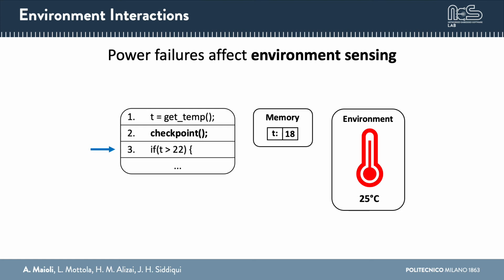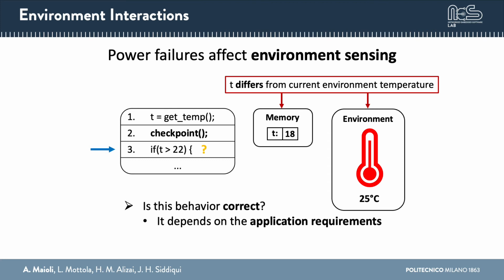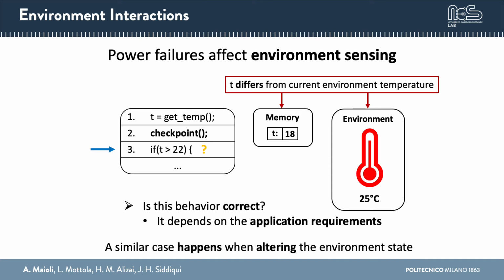Line 3 reads the environment temperature that T contains. However, this information does not reflect the current environment temperature. As a consequence, the if condition evaluates to false. Depending on the application requirements, this unexpected behavior may or may not cause a wrong result. Note that a similar case happens also when we alter the environment state using, for example, an actuator.